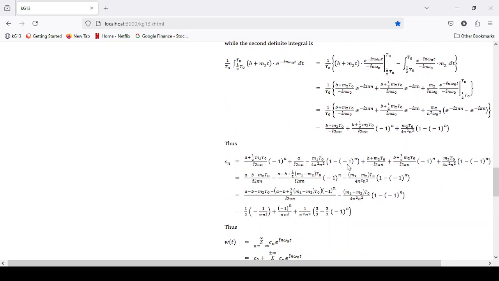So when we add up the answers to these two definite integrals, we get Cn to be equal to this. This is how we calculate the Cn. So there we have the answer for the Cn.